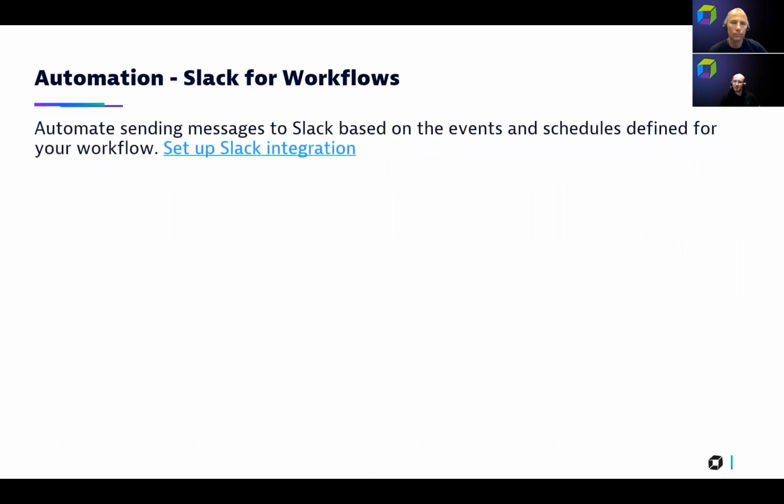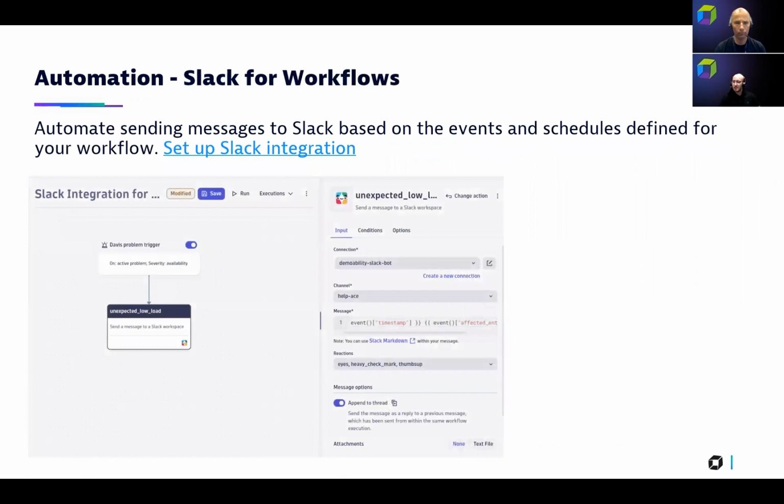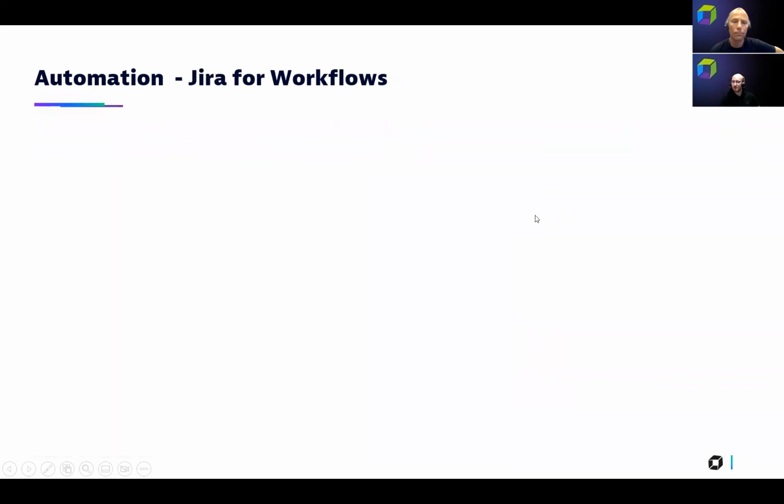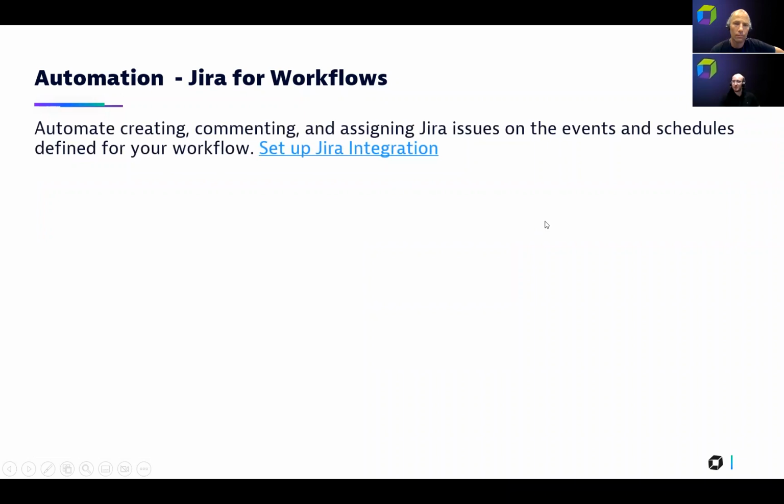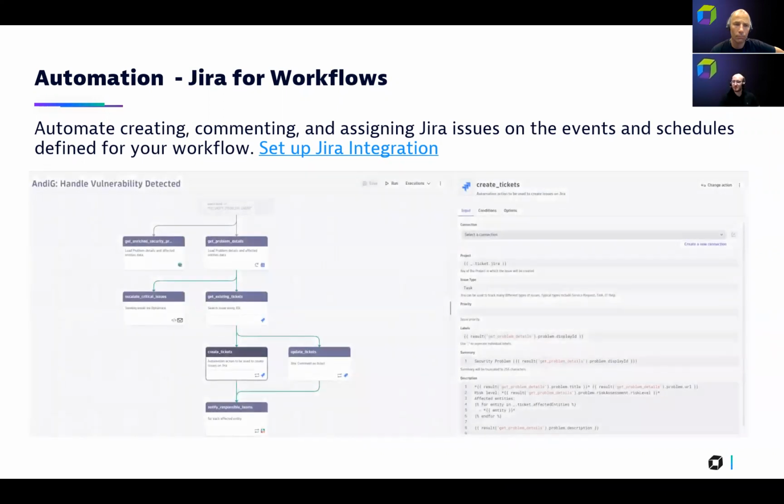And in the workflows application, we have our Slack integration. It will be easy for you to configure your Slack integration. Here on the right side, you can see the channel, the message information, the conditions that you have. So this is also possible by using our workflow application. Same for Jira, another example where you can create, comment, and assign your Jira issues on the events, and you can schedule those events by a workflow.